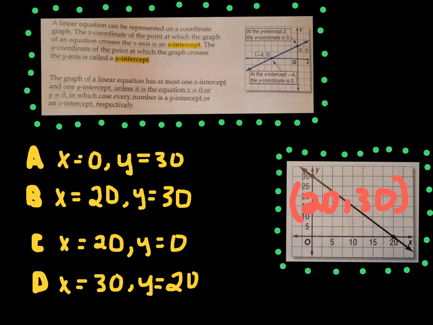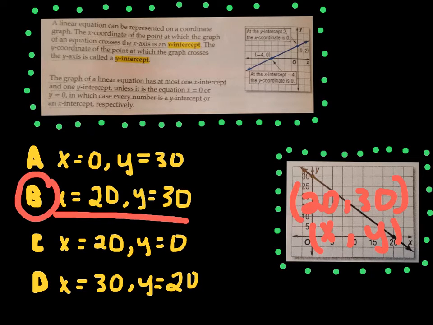This being our x, this being our y. So if we look over there for the one that has 20, 30, it would be this one. So the answer is B. Yes.